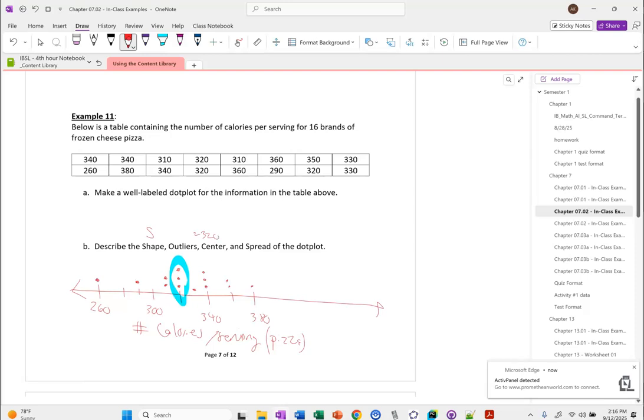Do we see any outliers? 260. No. I don't think it's enough. It's not really any further than the rest. There's a way to calculate it, though. We don't know how to do that yet, though. Yeah, we don't know.